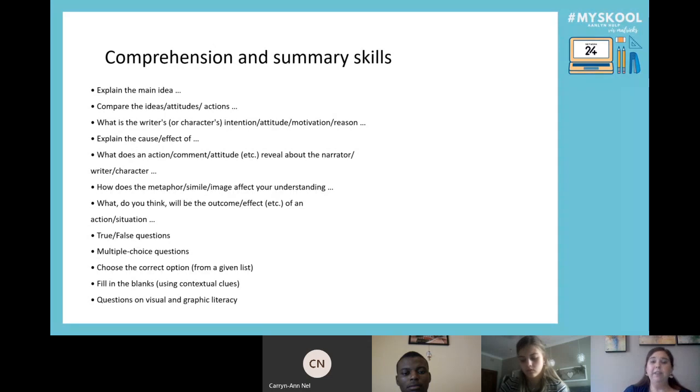Explain the cause and effect of. If I say, for example, our use of plastic is killing the ocean, and you have to explain the effect of the use of plastic, what would you say? Ma'am, basically you would have to explain the negative effects that plastic has on the ocean and the sea animals.